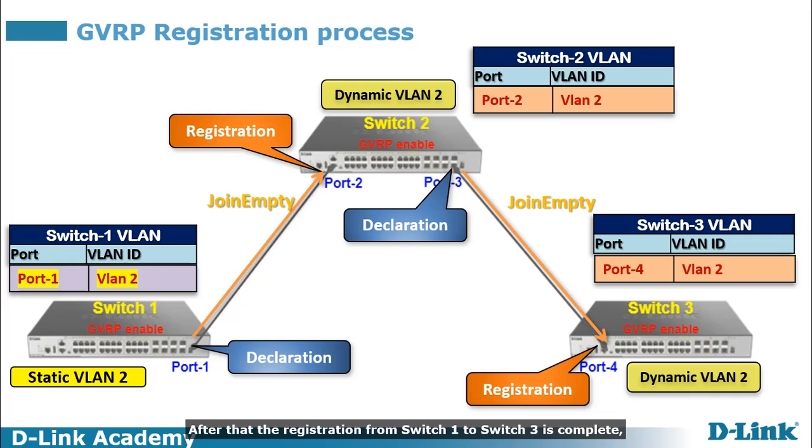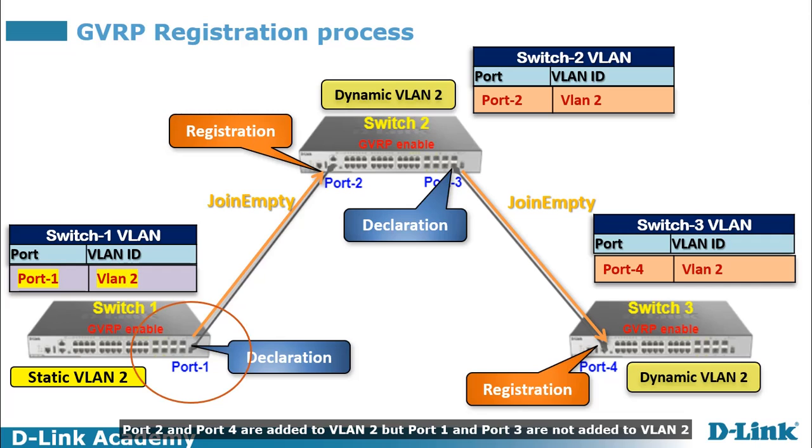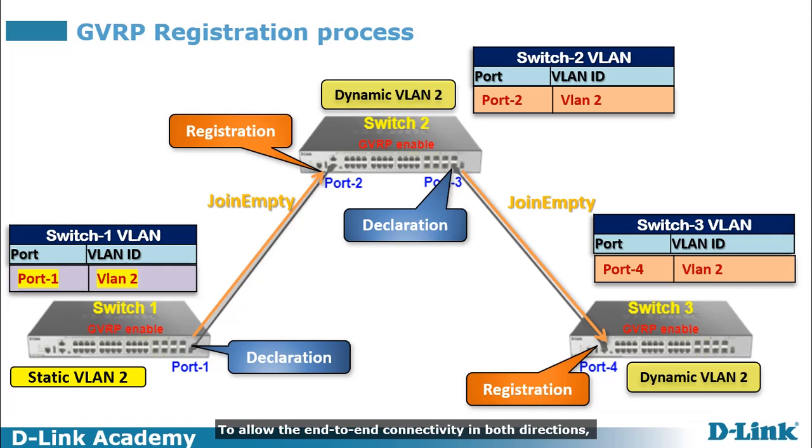After that, the registration from switch 1 to switch 3 is complete. Port 2 and port 4 are added to VLAN 2, but port 1 and port 3 are not added to VLAN 2 because only ports receiving a join empty or join in message can be added to dynamic VLANs. To allow end-to-end connectivity in both directions, port 1 and 3 also need to register.